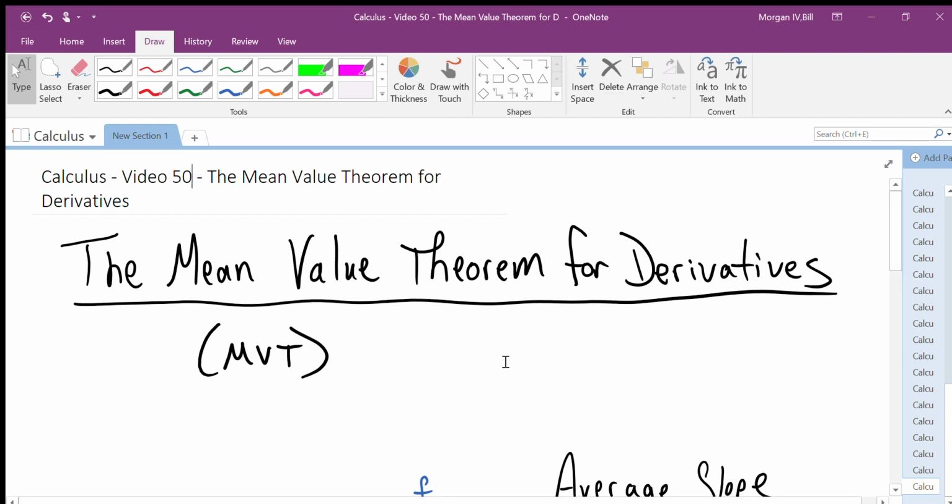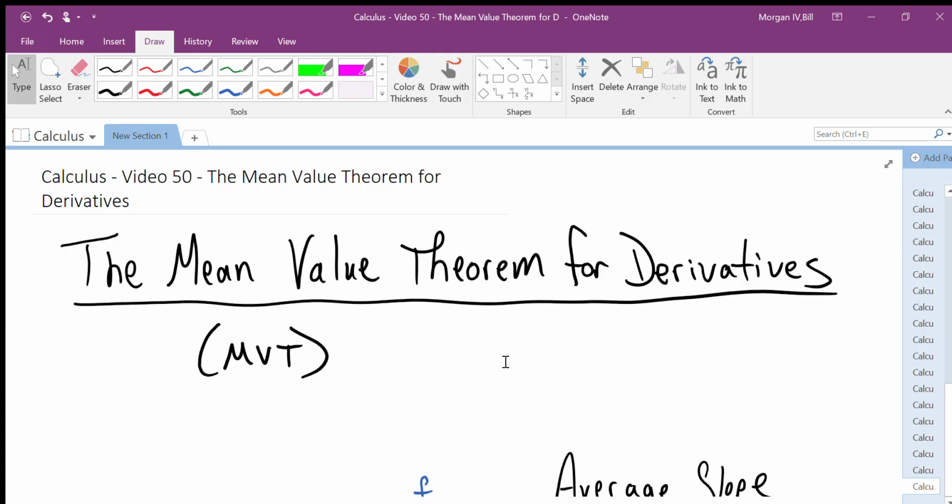Calculus video 50, the mean value theorem for derivatives. Okay, so we have one of our named theorems here, the mean value theorem for derivatives. We're specifying here for derivatives because we'll also have a mean value theorem for integrals when we get there. In this case, the mean value theorem for derivatives is often abbreviated as MVT.